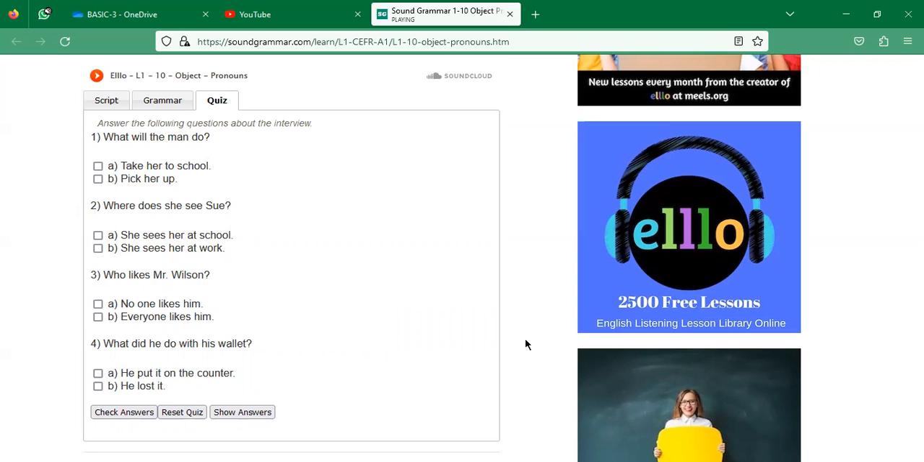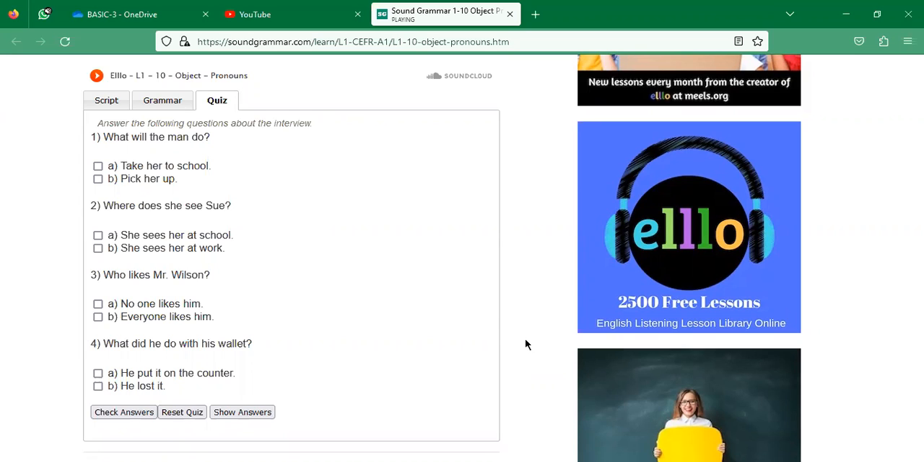Conversation 2. Who is your best friend? My best friend is Sue. Do you talk to her every day? Yes, I see her at school. I always meet her for lunch. Oh, why do you like her? She is nice and funny. She makes me laugh.